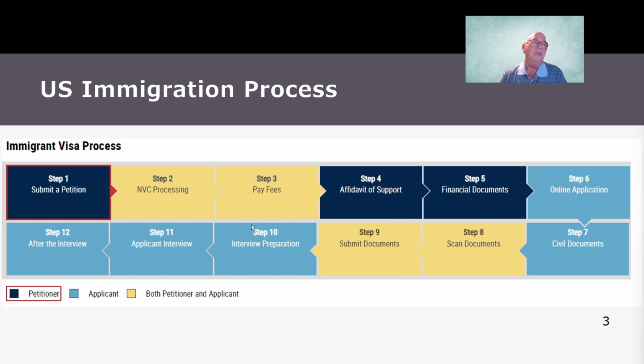Now, if you look at this, certainly one of the first things that you're going to be thinking is, well, some of this is extremely high level. Financial documents. What financial documents? Where do I get them? Online application. Okay. What do I need to have to complete that online application? Civil documents. What the heck are civil documents? What are those, and where do I get those? And on and on and on.